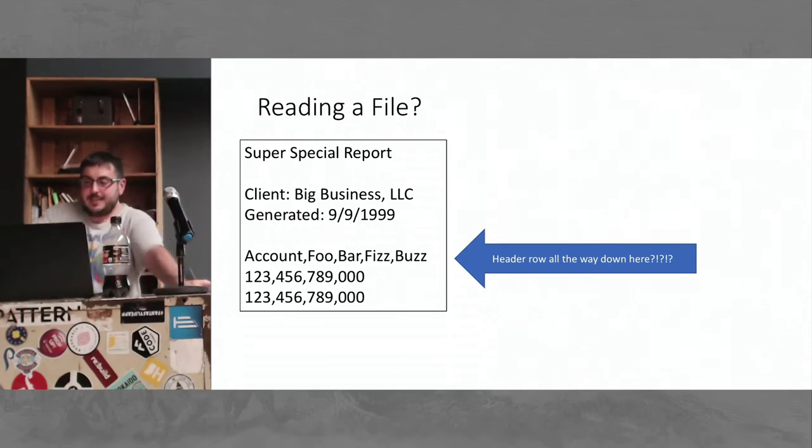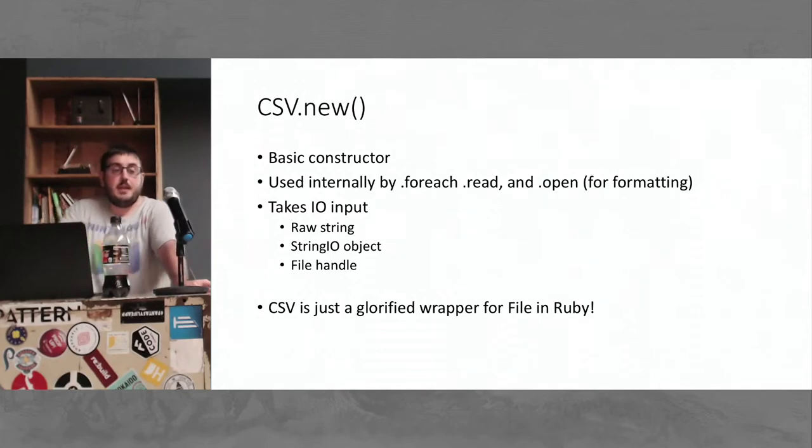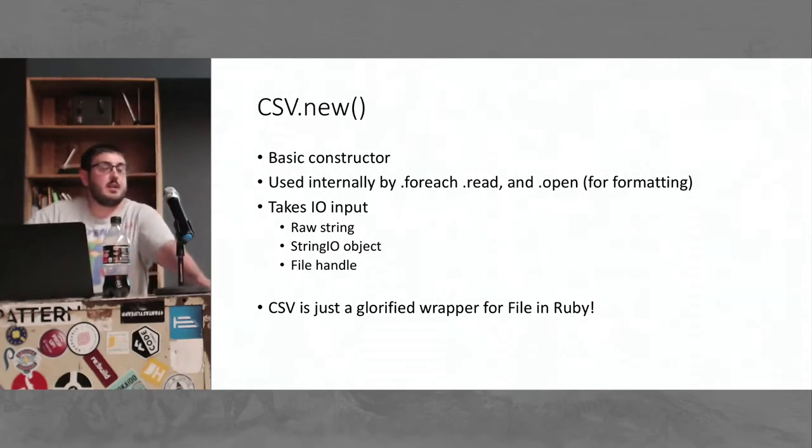Well, the answer is in CSV.new. Because CSV is just a glorified wrapper in Ruby, the first argument is actually not the file path. The first argument is an IO object. What is an IO object? Could be a StringIO object, or a file handle. Pretty much anything that you can iterate over and basically get strings back, you can give to CSV.new.